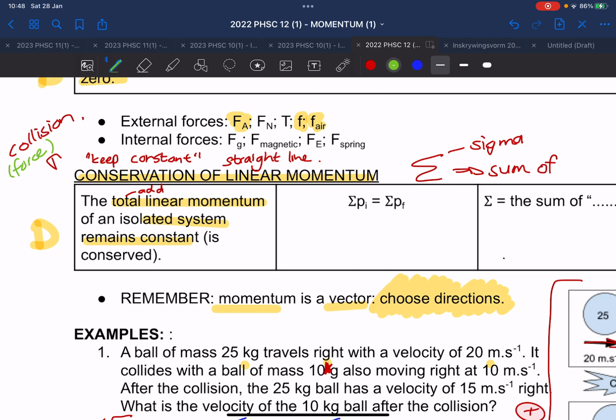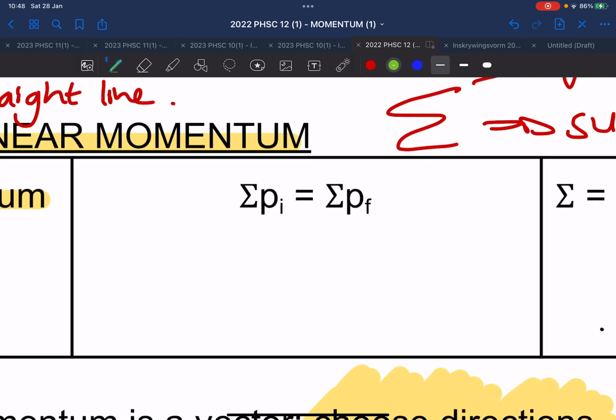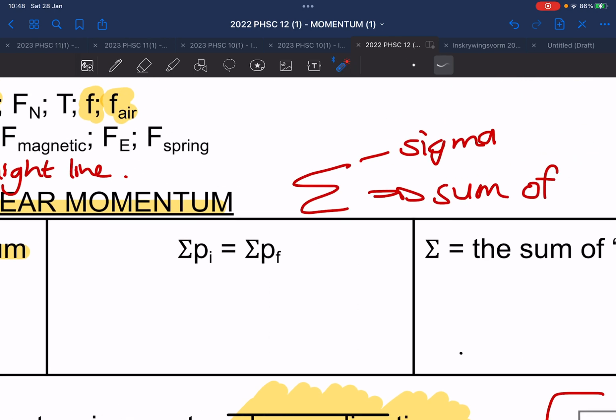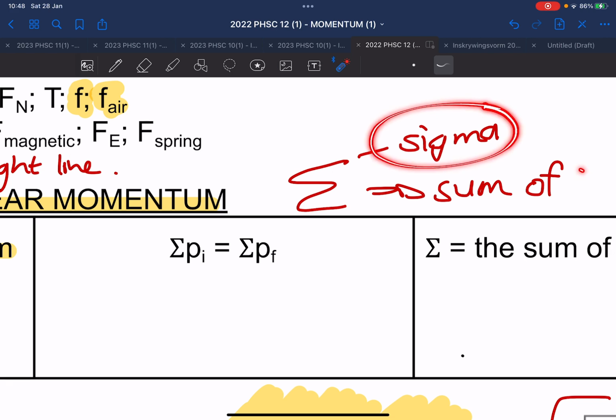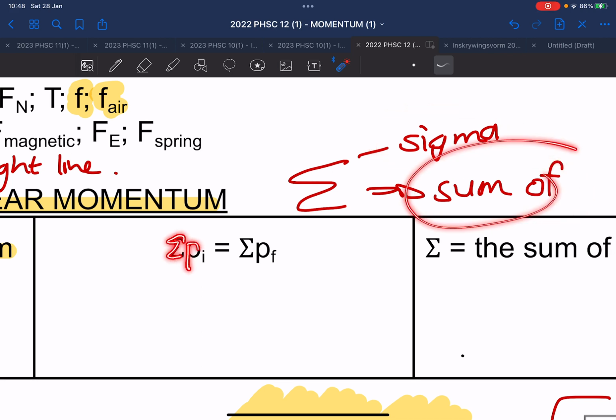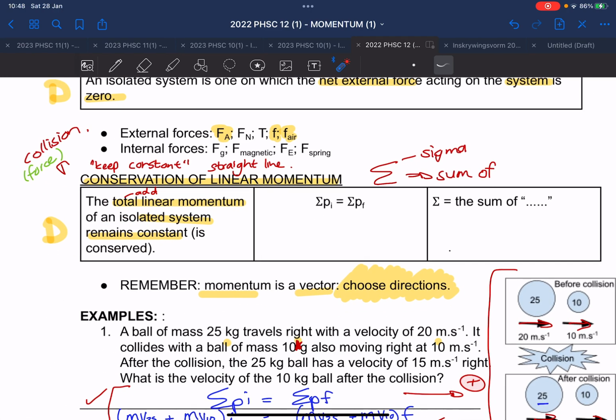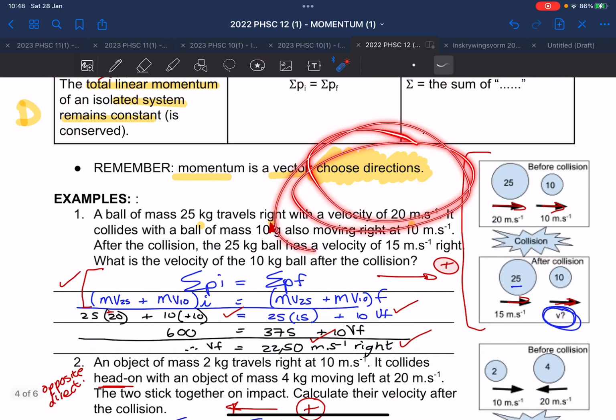A force causes a change. Now the formula that goes with this principle is, this symbol is called sigma. And sigma means the sum of, or the adding together. So the sum of the momentum at the beginning is equal to the sum of the momentum at the end. Sum of meaning all the objects together, add them together, all the objects together at the end. And then it says remember to choose directions.